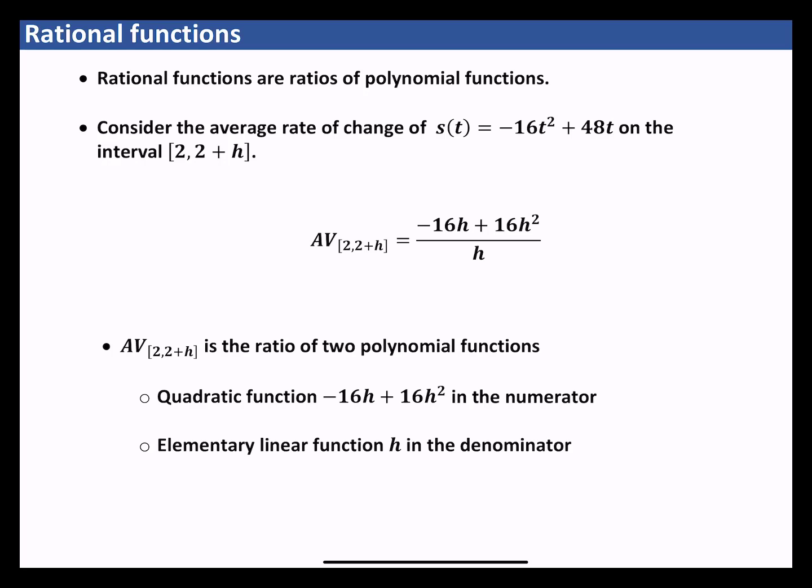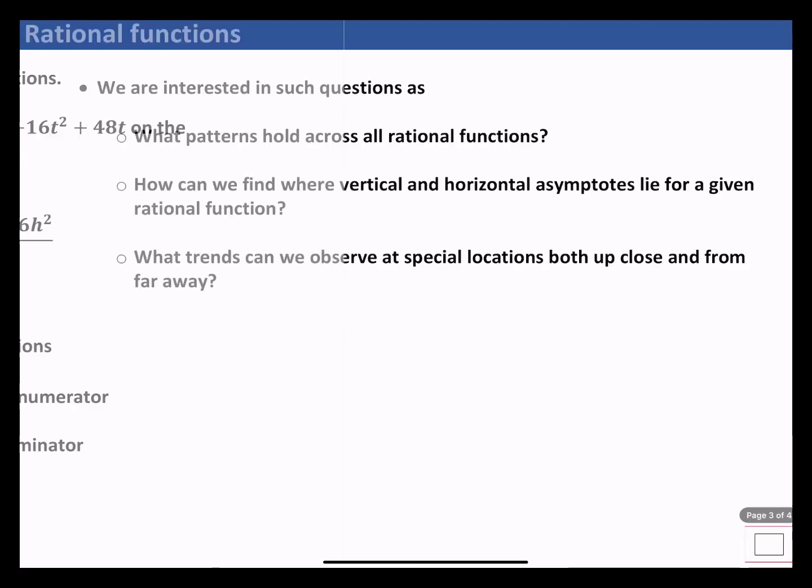Note that this expression involves the ratio of two polynomial functions, the quadratic function negative 16h plus 16h squared in the numerator and the elementary linear function h in the denominator. This provides just one motivating reason for why rational functions are important and why we might want to study them near points where they are undefined, here where h would equal 0.